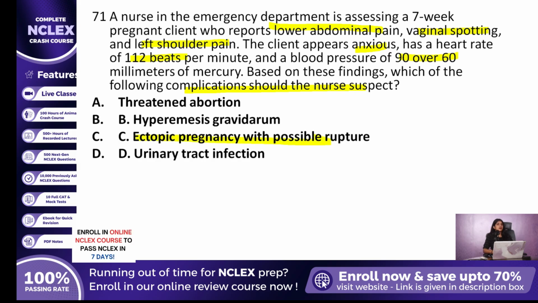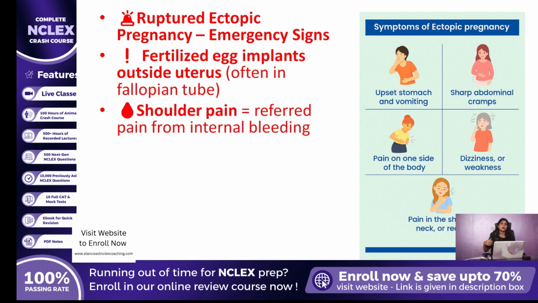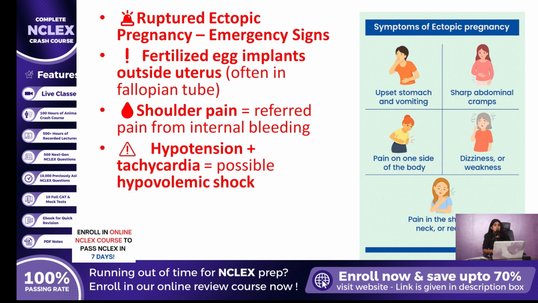Here is the rationale. These signs point to a potentially ruptured ectopic pregnancy, a life-threatening condition where the fertilized egg implants outside the uterus, commonly in the fallopian tube. Shoulder pain is a referred pain from diaphragmatic irritation due to internal bleeding, and the presence of hypotension and tachycardia suggests hypovolemic shock. Immediate intervention is required to prevent maternal collapse.